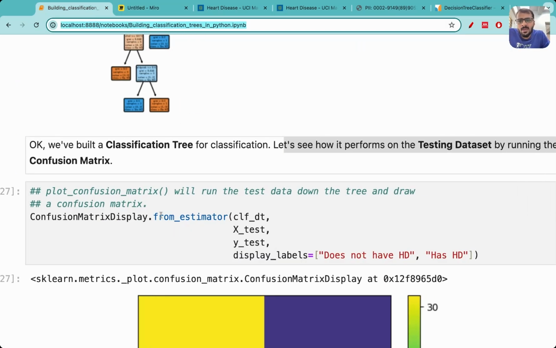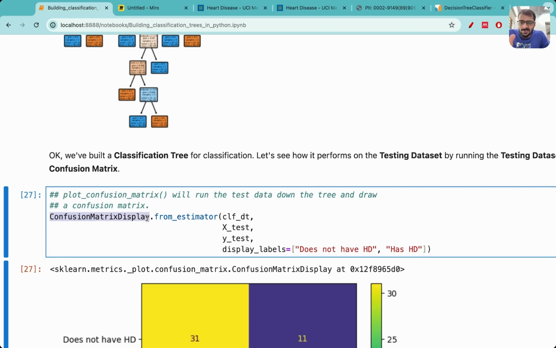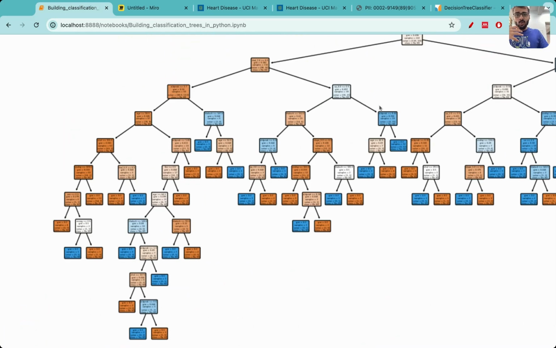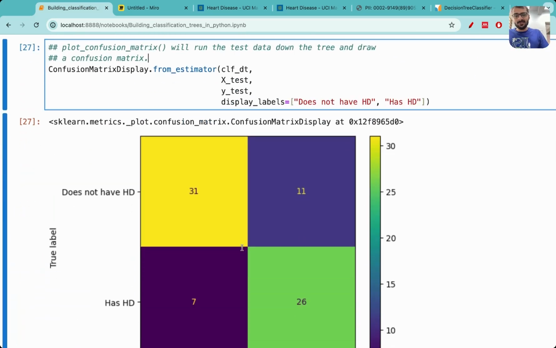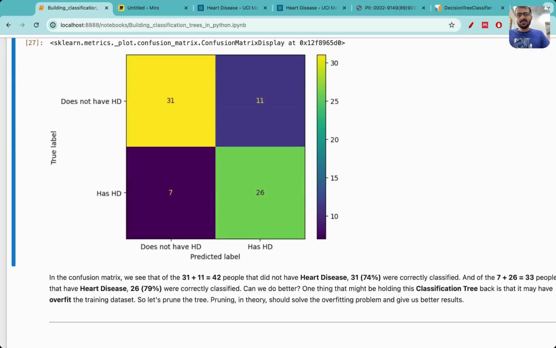To build the confusion matrix, we have to use confusion matrix display, which is again a function given through scikit-learn, and we have to type dot from estimator. We have to give the classification decision tree, and we have to type in our x test data and y test data. Remember, this is test data. Our tree, which is constructed right over here, will be evaluated on the x test, and we'll be comparing the values with y test. Let me run this right now. And when I run this, you will see that you get a confusion matrix like this.